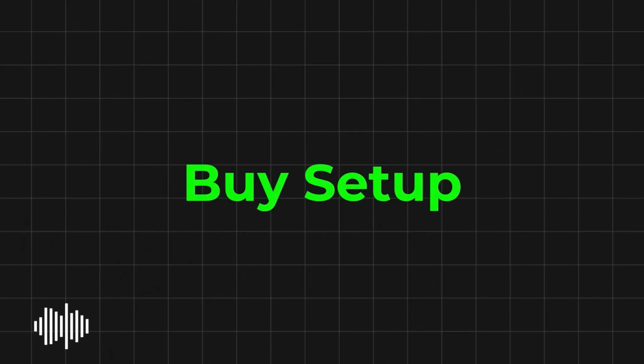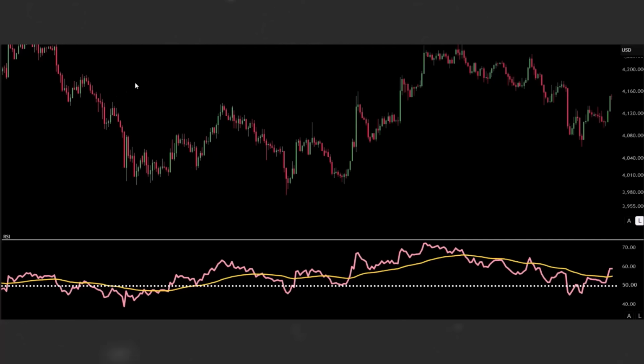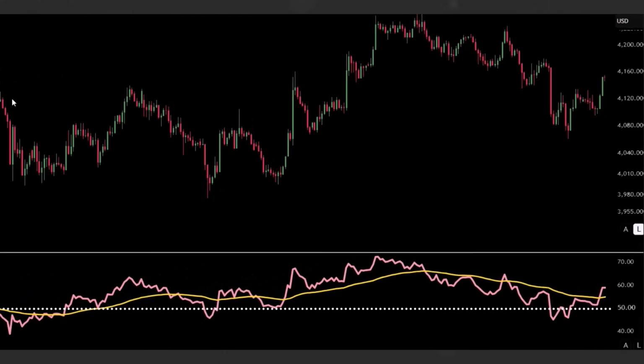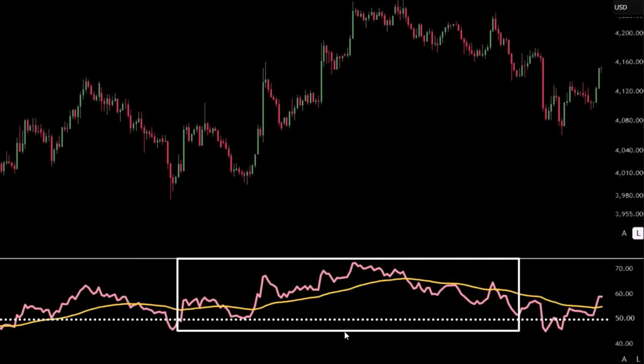Buy setup. Now let's see how to use this strategy on a real chart. Let's start with a buy setup. In this chart, both the RSI and its EMA are already above the 50 level. This tells us that bullish momentum is strong, so we only look for buy opportunities. Now here, the RSI crosses above its EMA. This gives us a potential buy signal. But we don't enter the trade immediately. We first wait for price action to confirm the signal.